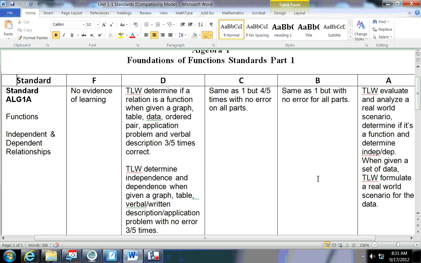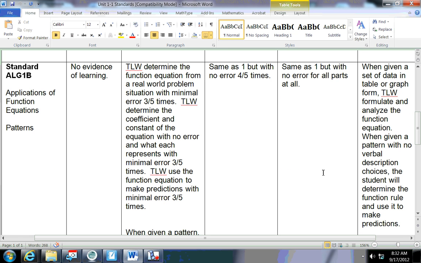Standard Algebra 1A is functions and independent relationships. Here, and this is on my website as well, and I'll show you where in just a second. It tells you what you need to be able to do to get an A, B, C, or D for this standard. Then there is standard Algebra 1B. There's a bottom portion down here where you'll be able to see all the standards pretty soon, where you can pull it up off the website. So here are the requirements to pass standard Algebra 1B.